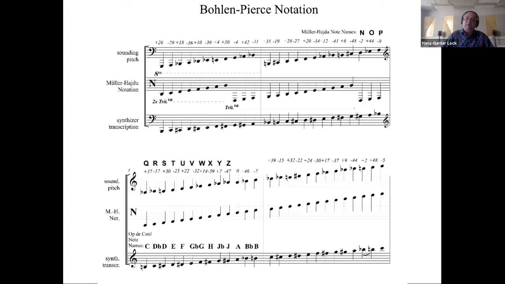Of course, for Bohlen-Pierce there are a lot of different notation systems. I also pointed out here the Müller-Hajdu notation system, which uses six staff lines. I promised myself I want to learn it, but for pragmatic reasons I have chosen another way: to just map it on a synthesizer, and I hope you hear the sound. Then I just write down the pitches, which are not the right pitches, and then transcribe every one to the appropriate instrumental notation, which is readable for the players.